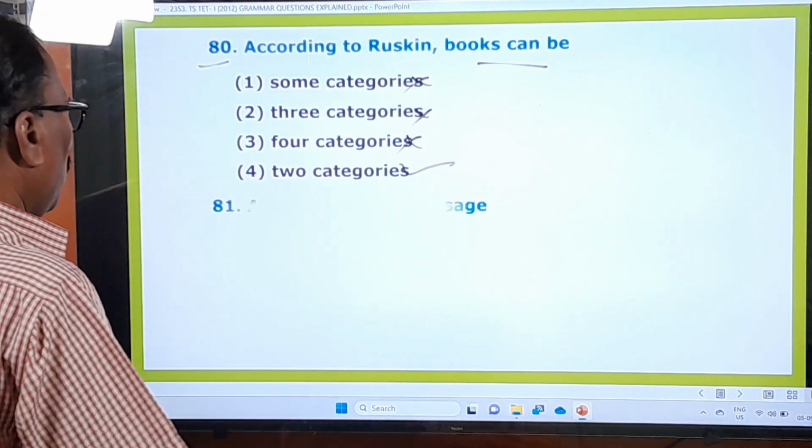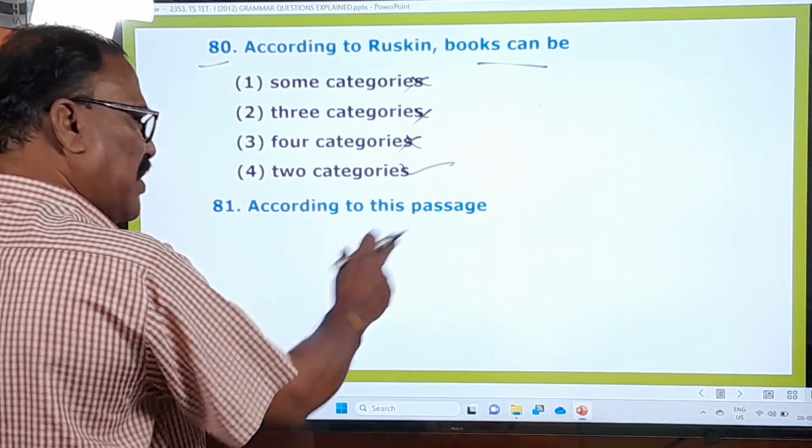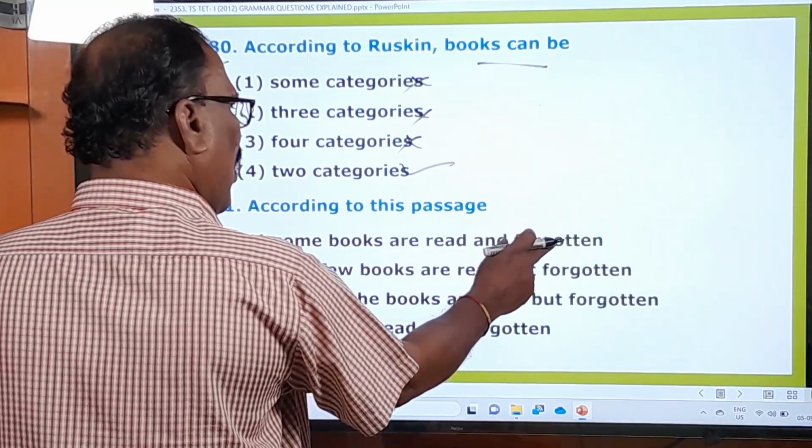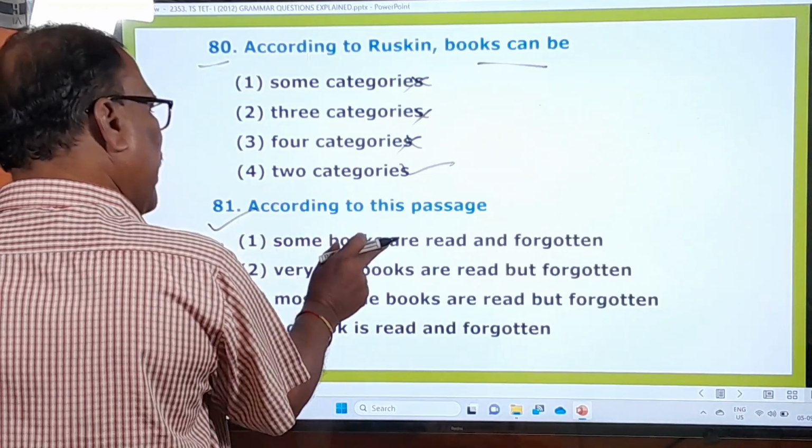And you go to the next question, 81st. According to this passage, what is that? Options are, some books are read and forgotten. Okay, some books are read and forgotten.